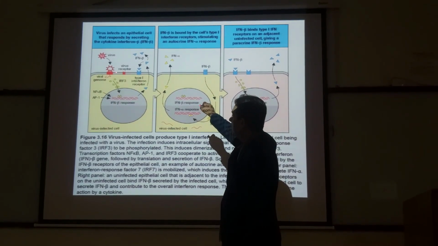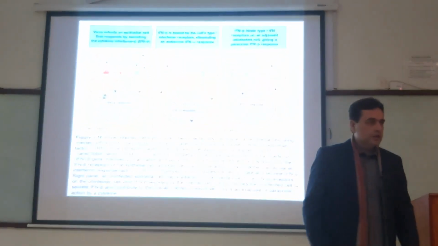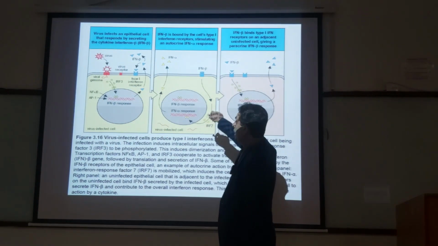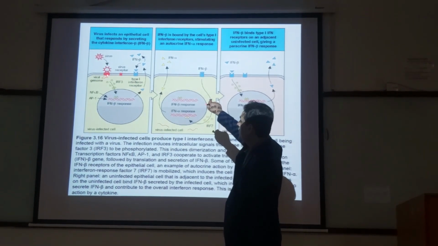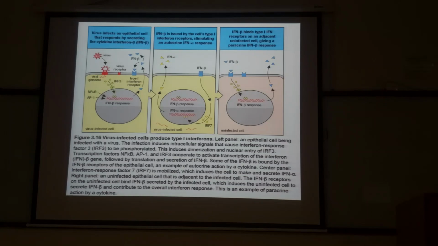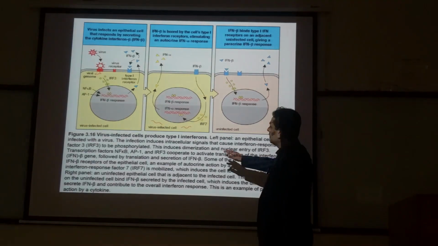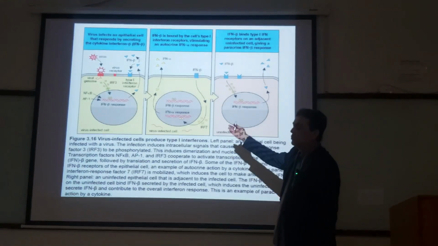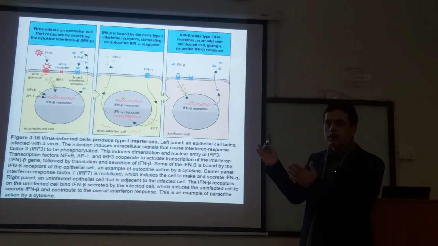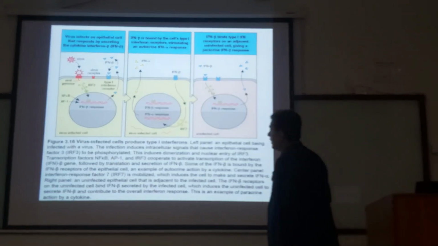This virus is coming down, and its specific receptor for entry is present on the epithelial cell, in red that you see here. When the virus binds to its receptor, it starts a cascade of different kinds of events. So what happens here is how these virus-infected cells produce these interferons, and how these interferons act as autocrine or paracrine in different modes. Okay, this is about that one.